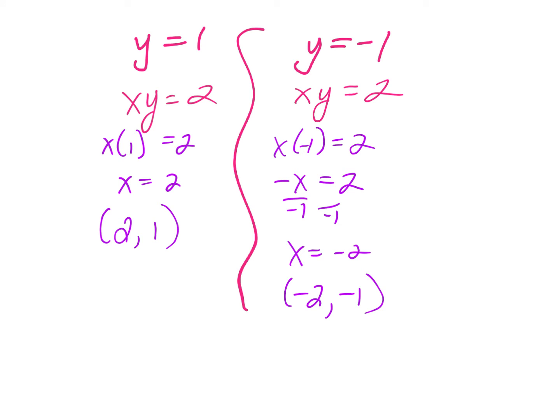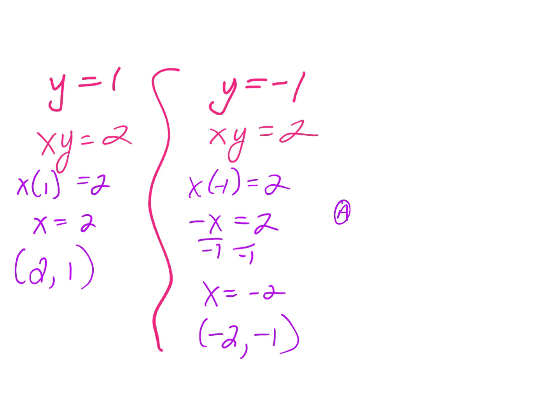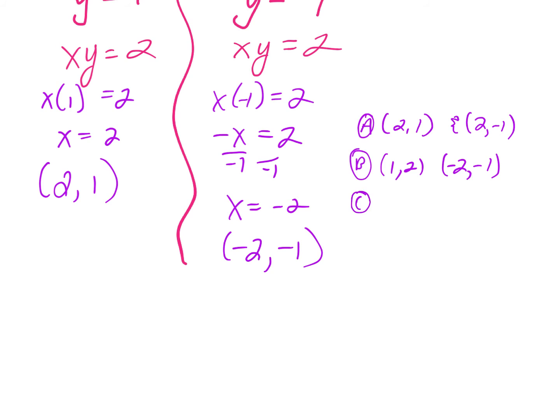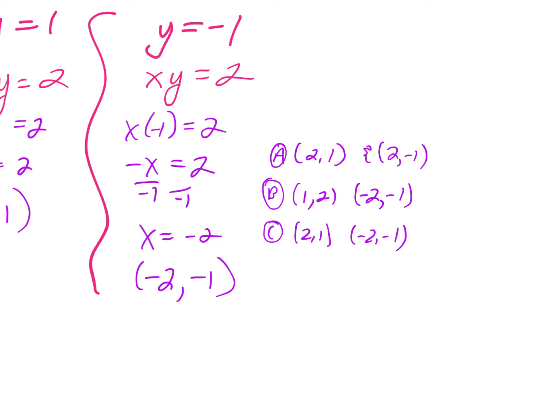Now be careful, guys. On the test, the answer choices might be, A might say 2, 1, and 2, negative 1. B might say 1, 2, and negative 2, negative 1. C might say 2, 1, negative 2, negative 1. Do you see how similar those answers are? Why is the test like that? It's just the way that it works. The obvious answer is not going to just be jumping out at you. So it's going to make sure that you take one extra step to just make sure your signs are right.